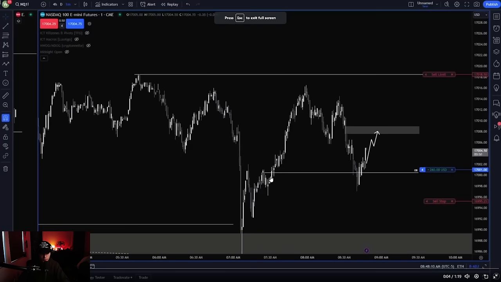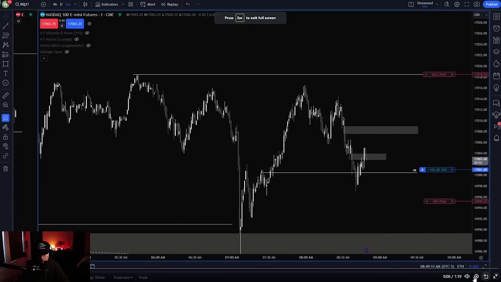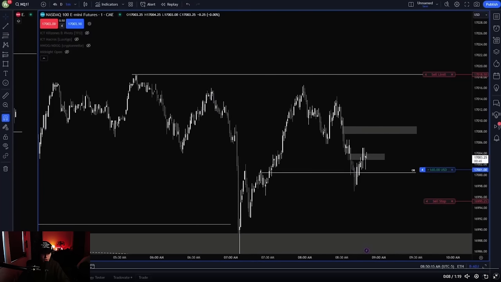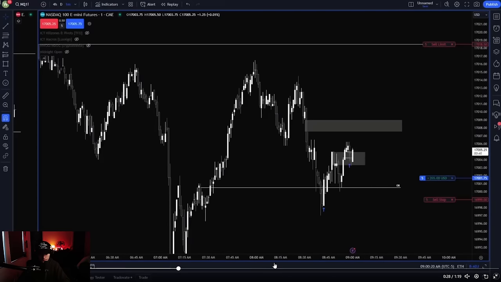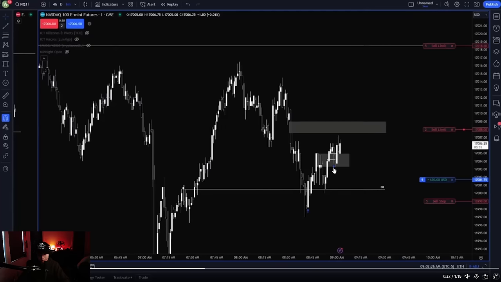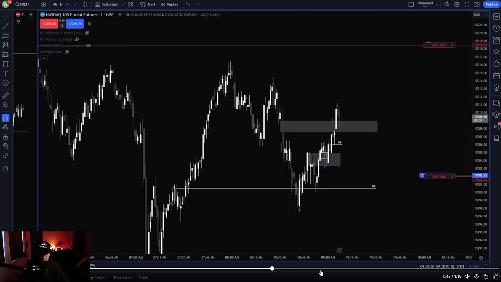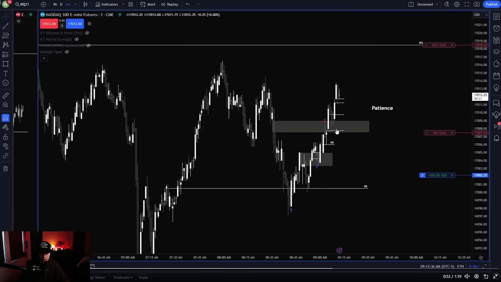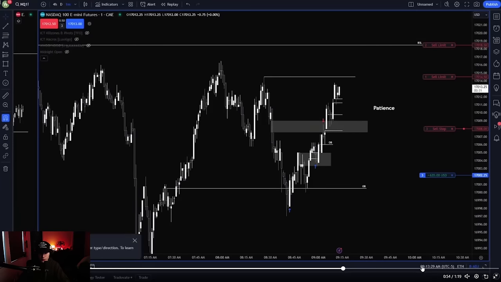Let's go to the next example here. Oh, here. This is the recording, right? So again, I took my initial entry on the order block. Took my second entry on the breaker. Noticing, again, recognizing the internal model as well. Scaled out in the fair value gap. Scaled out on the initial high as well.